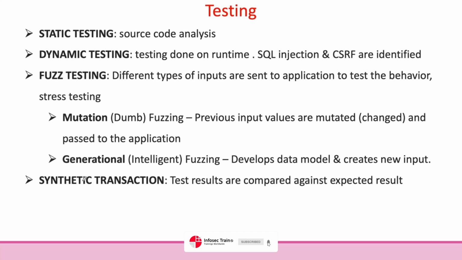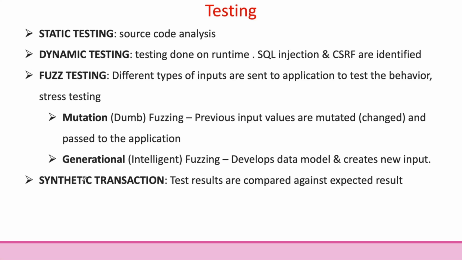If you are using the previous input values by doing small changes and using them in applications, then it is called mutational fuzzing. You already have the test values, you tweak them, you do some small change, it is mutational fuzzing. And if you have an algorithm written for this kind of test case generation, then it is called generational fuzzing.